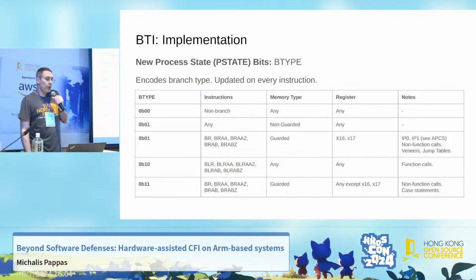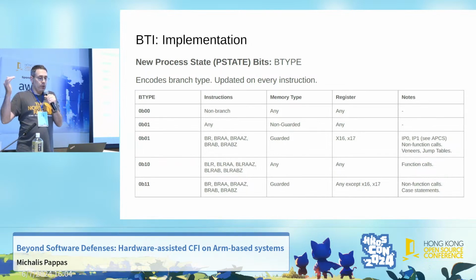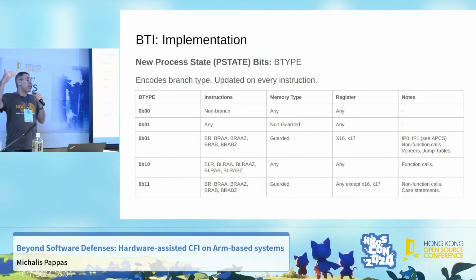Finally, we have some bits in the process state. The process state is a register that holds bits related to the execution state. So what you know for sure are the bits that are the condition flags, like the carry flag, the zero flag, the overflow flag, that show what happened after an arithmetic operation in the processor, right?